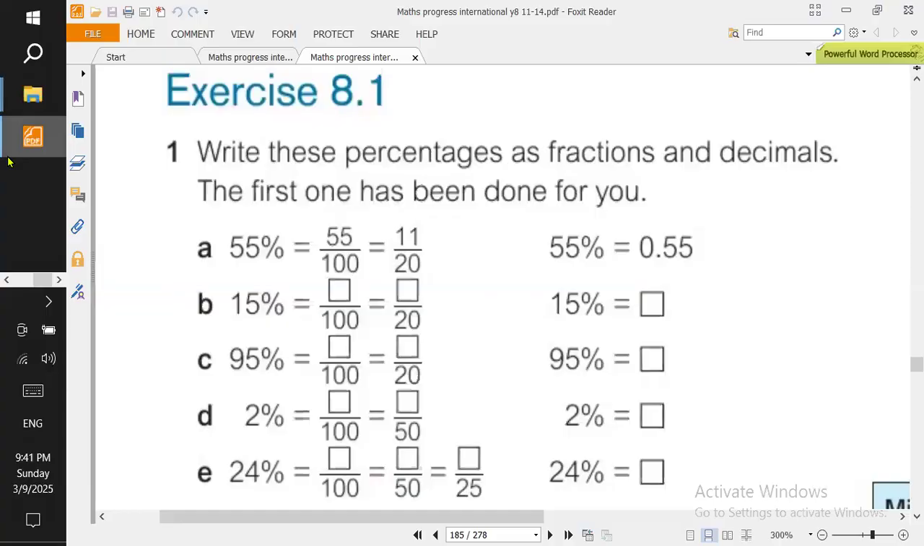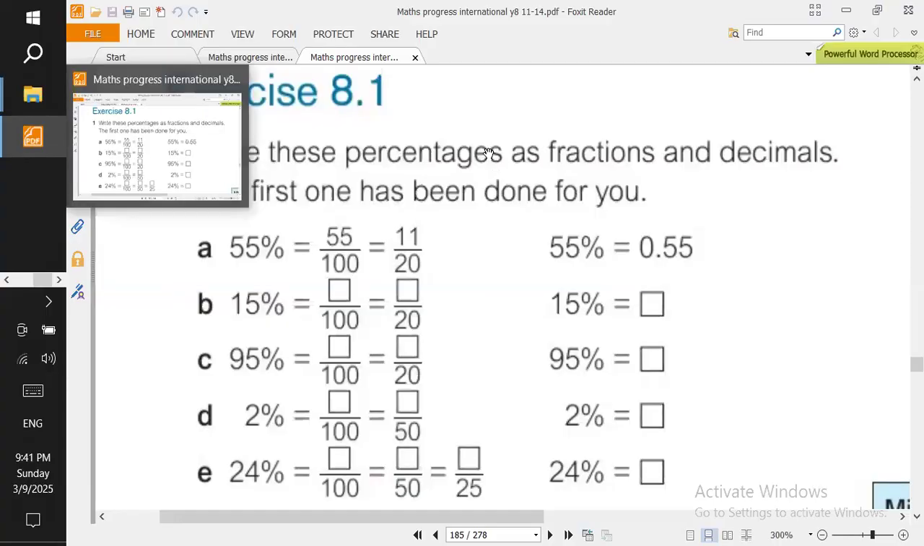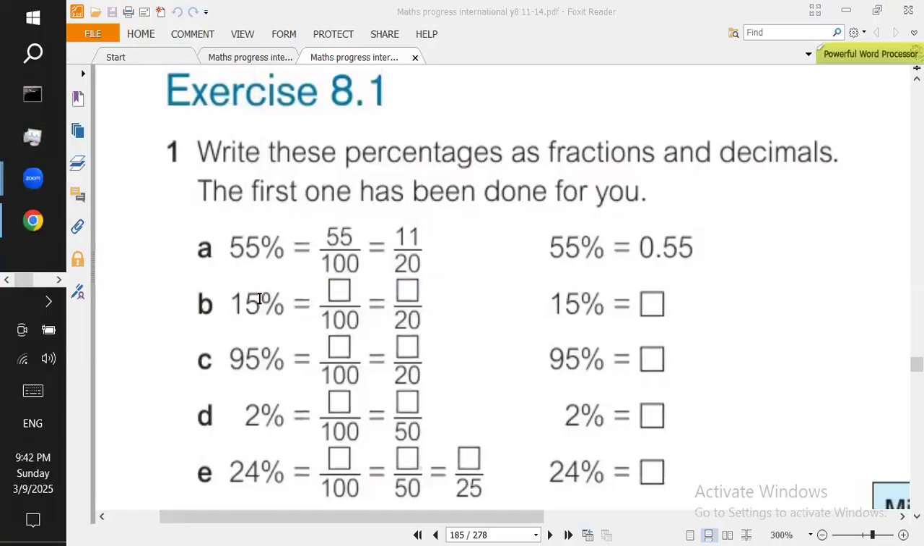Same idea here, 15%. Let's do two or three of them so you understand the idea. So here, 15% is 15 over 100. And then when you simplify, divide to its simplest form by dividing by the highest common factor. So divide by 5, divide by 5. When you divide 15 by 5, it's going to be 3. And when you divide 100 by 5, it's going to be 20. So 3 over 20. And then 15% is the same as 0.15 as a decimal.